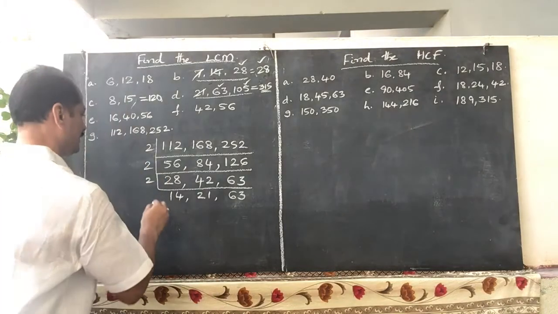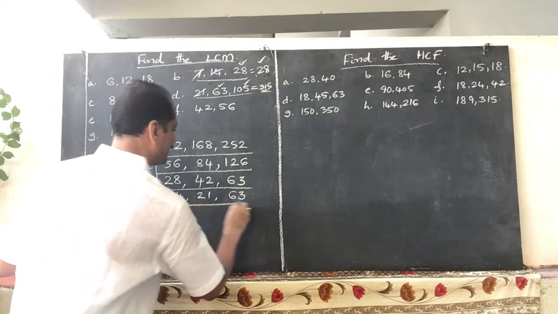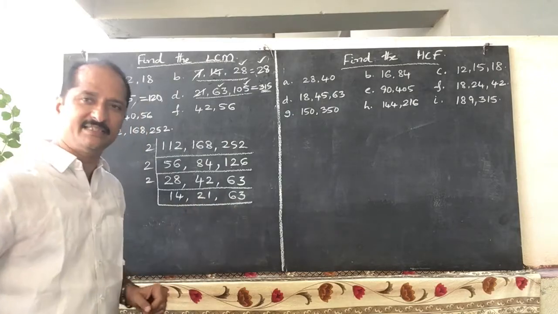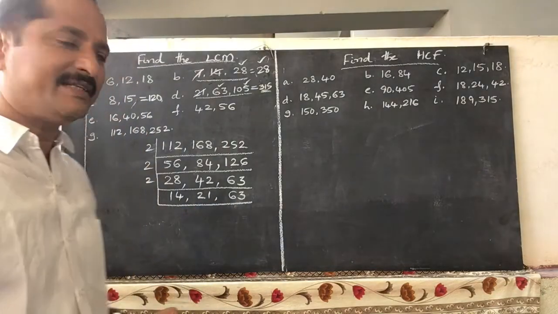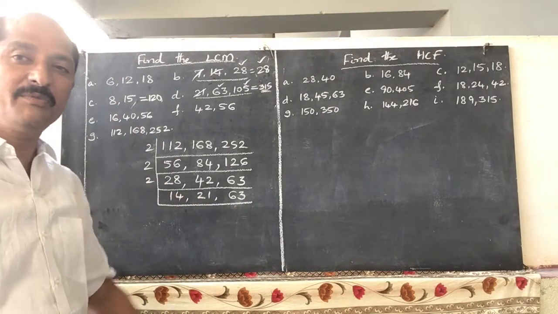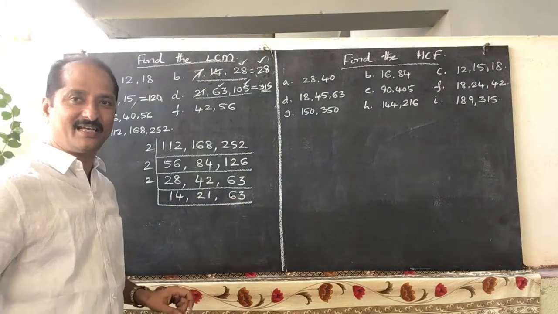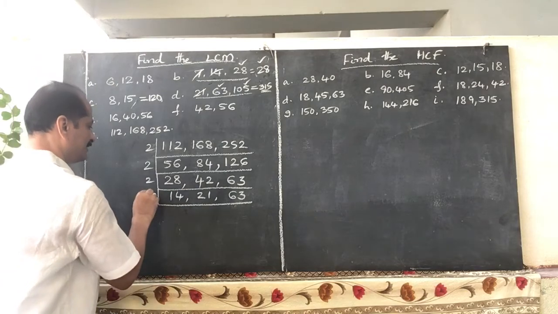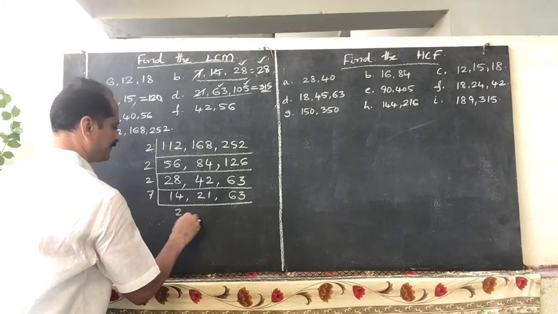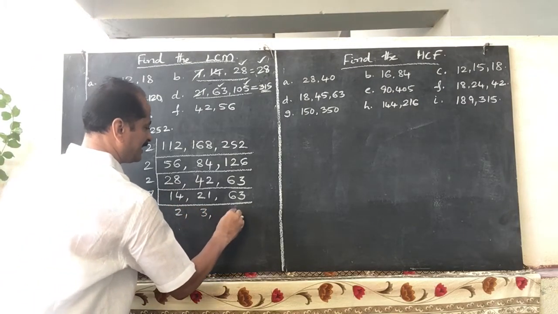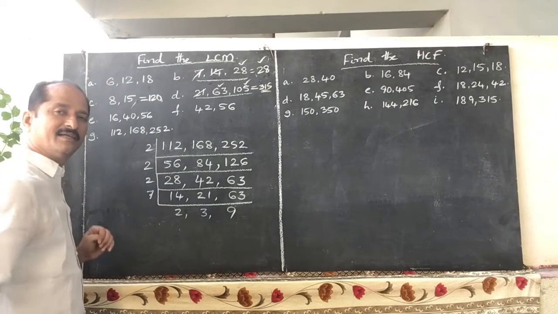Okay, and now see here. Next one. Now observe carefully. By observing these three numbers, we can say these three are divisible by 7. 7 2s are 14, 7 3s are 21, 7 9s are 63. Okay? Now directly divide with 7. 7 2s are 14. 7 3s are 21. 7 9s are 63. Very good.